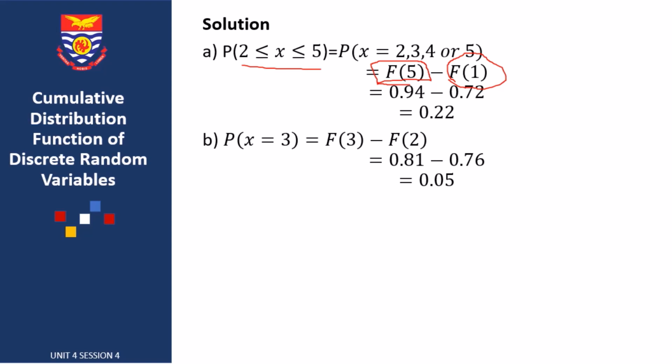It's quite simple, right? Now let's look at the b. The b part says probability of x equal to 3. And x equal to 3 means you're looking at only the x equal to 3. Here the f of 3 is a cumulative from 0 up to 3. And for us to get exactly the 3, let's take the cumulative of 2 from the cumulative of 3, then we'll get only probability of x equal to 3. You get it? That is 0.81 minus 0.76, that will give us 0.05. That is exactly 3 itself, not cumulative of 3.